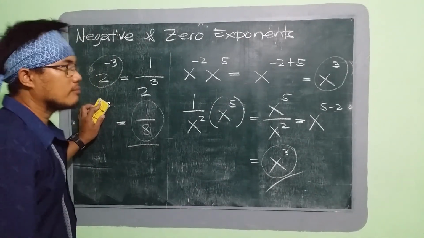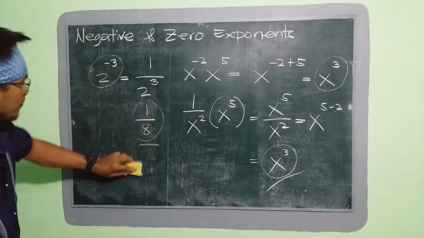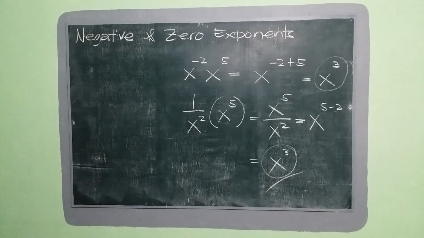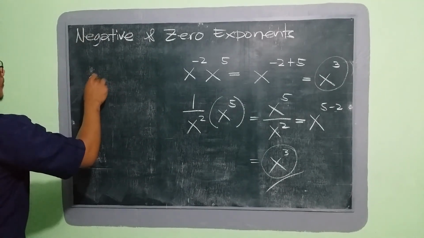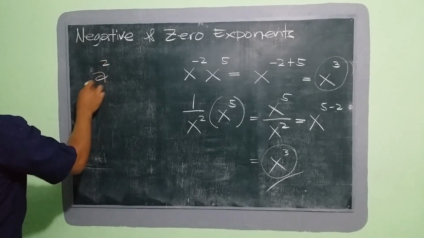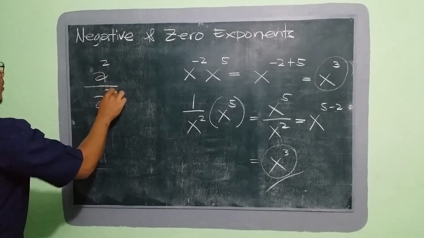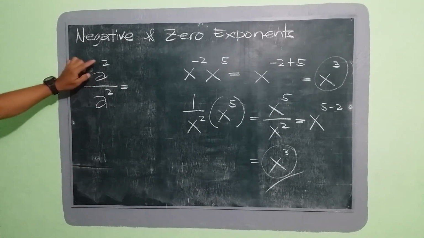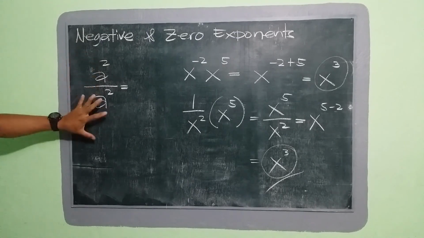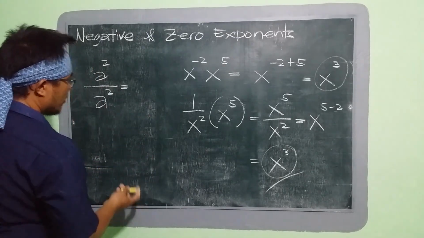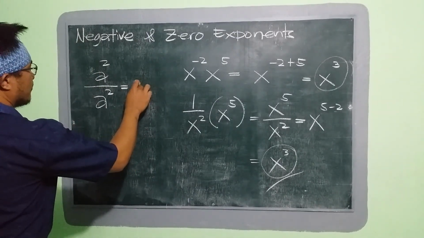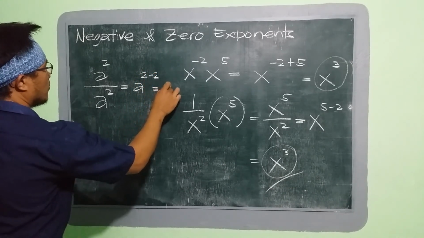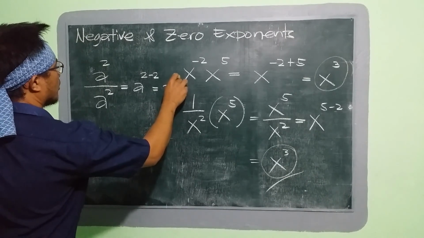Now let's talk about the zero exponent. Say for example, we have a squared divided by a squared. Remember that they have the same variable and the same exponent. So applying the rule of exponents, we have a to the power of 2 minus 2, which is equal to a to the power of 0.